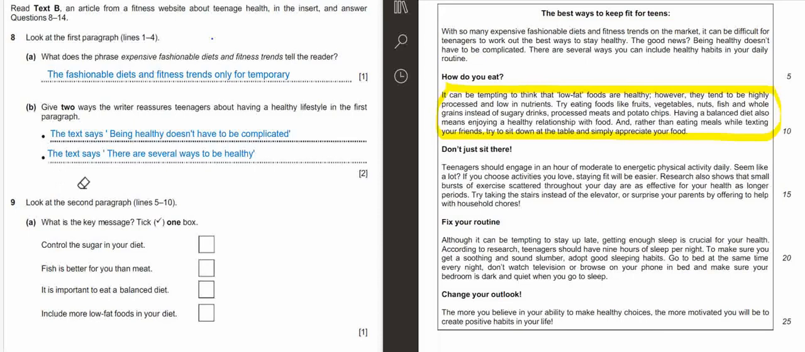Now we are in number 9. Look at the second paragraph, lines 5 till 10. Question A. What is the key message? Tick one box. So it's been circled, 5 to 10. Is it to control the sugar in your diet, or fish is better for you than meat? It is important to eat a balanced diet, or include more low-fat foods in your diet. You'll be given 10 seconds from now.